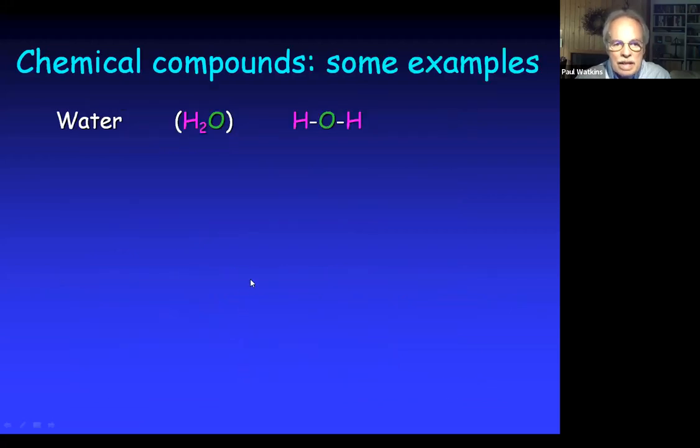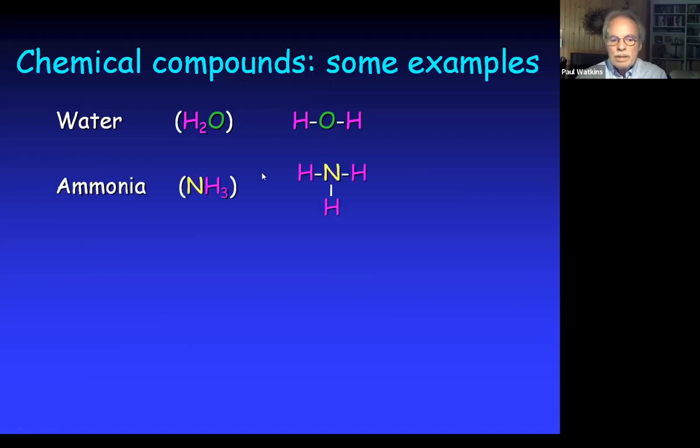Some very common examples, which you're all familiar with, are, for example, water. Water we know is H2O. And if we draw out the bonding structure of water, it's HOH, where we see that hydrogen is making one bond and oxygen is making two bonds. Another common example is ammonia, which is NH3. Ammonia, which we said can make three bonds, is bonded to three hydrogen atoms in ammonia. And again, hydrogen is only making one bond.